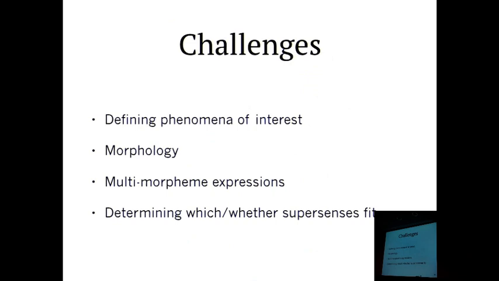So as before, each language presents different challenges in defining the phenomena of interest. What counts as an adposition or a case marker that has a semantic label? Morphology, of course, is a much bigger deal in most languages. And we're assuming we have some sort of morphological analysis to start with that tells us what things are adpositions or case markers. Again, multi-word expressions or multi-morpheme expressions, and of course deciding which supersense to use and whether there's any supersense from our English-based hierarchy that works.